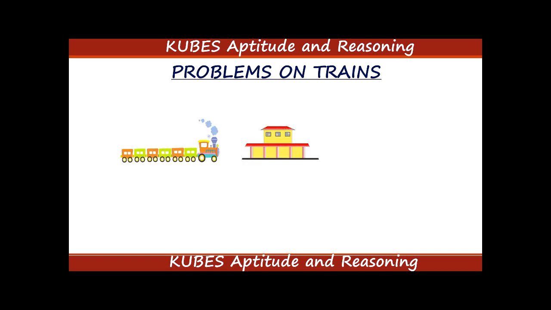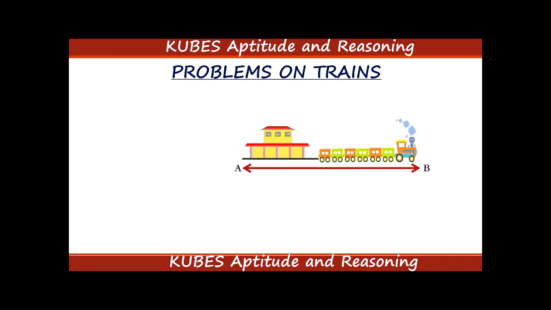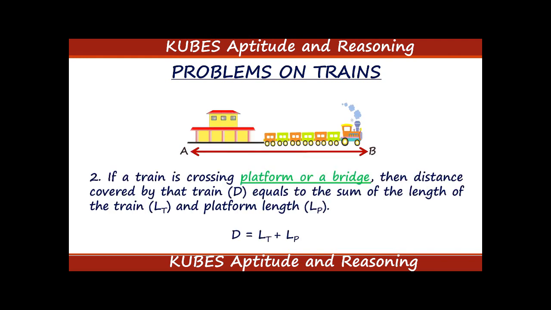Coming to the second point, in this case, the train is crossing a platform or a bridge. When the train is like this, the crossing process starts. Now, the crossing process is finished. Simply, when the train is at point A, the crossing process started, and when the train is at point B, the crossing process finished. In this whole scenario, the distance covered by the train equals the length of the train plus the length of the platform.